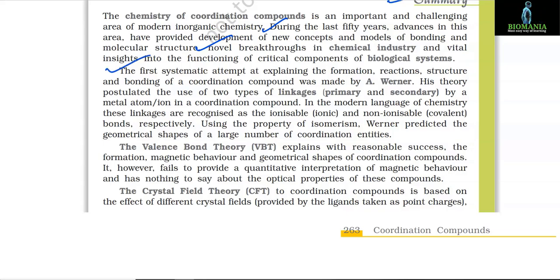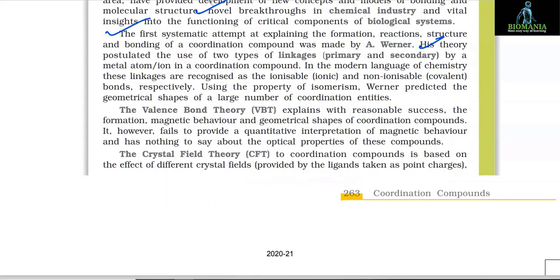The first systematic attempt at explaining the formation, reactions, structures, and bonding of coordination compounds was made by A. Werner. His theory postulated the use of two types of linkages, primary and secondary, by a metal atom or ion in a coordination compound. In the modern language of chemistry, these linkages are recognized as the ionizable and non-ionizable, that is covalent, bonds respectively. Using the property of isomerism, Werner predicted the geometrical shapes of a large number of coordination entities.